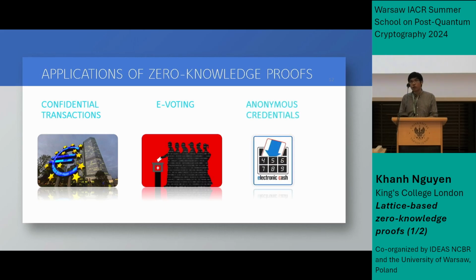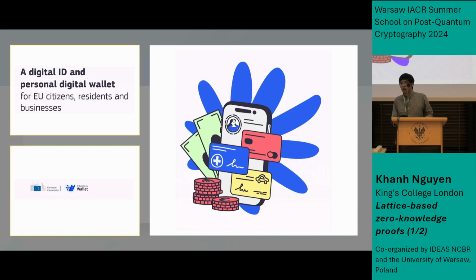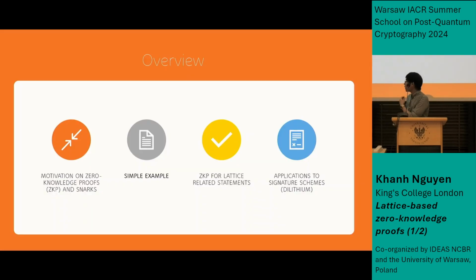And similarly for anonymous credentials, when we want to obtain, for example, a student discount or a senior discount, and we want to show that we're eligible for it, but without revealing any information about other data. And one particular example that the European Commission is currently interested in is a digital identity and digital wallet. They have this interesting project, and they have asked various experts around the world whether we can build something like this using zero knowledge proofs.